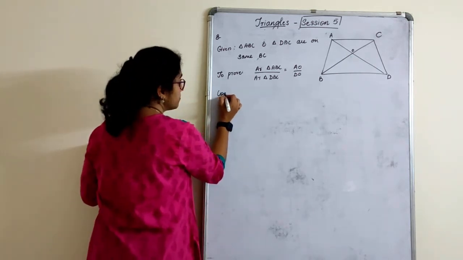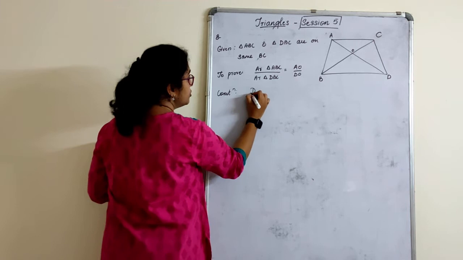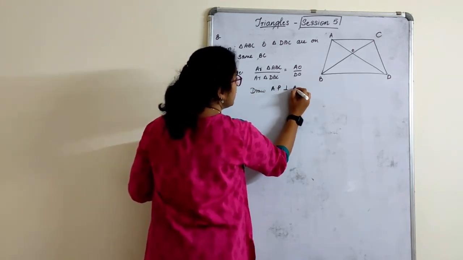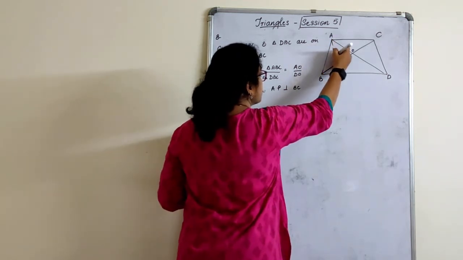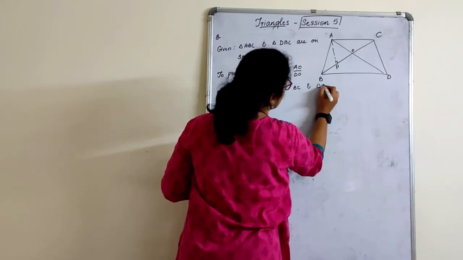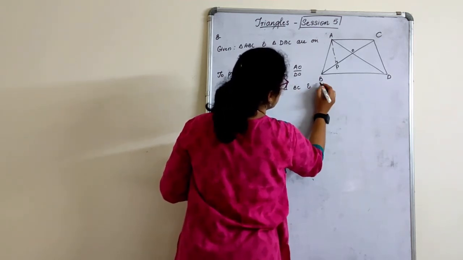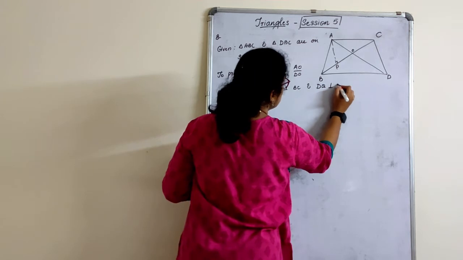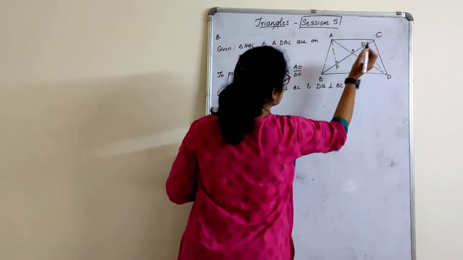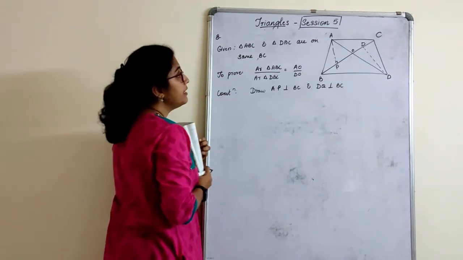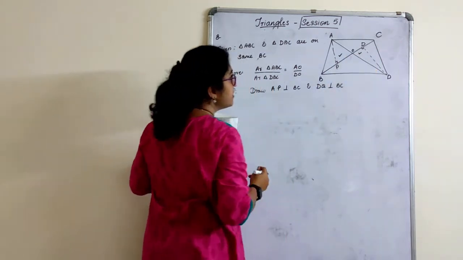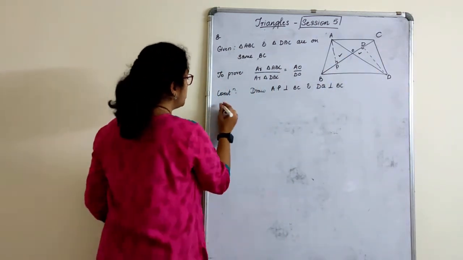Construction. Draw AP perpendicular to BC and DQ perpendicular to BC. Okay, let us keep this as it is. This is 90 degree. Now choose these 2 triangles and first of all prove that they are similar.